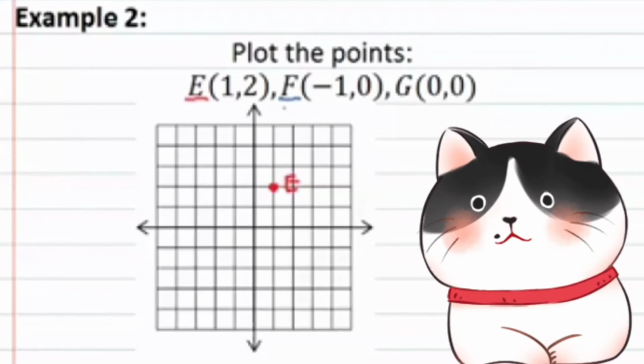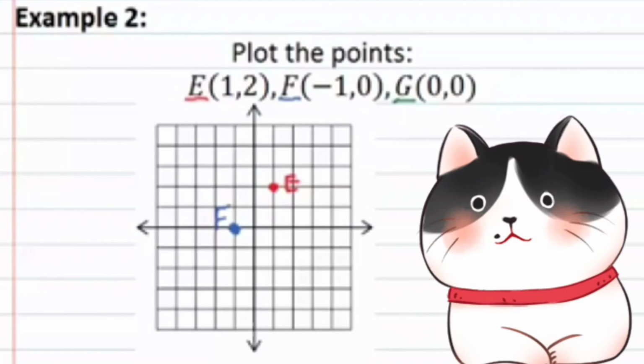Point F, we once again start at the origin, and we will be moving negative 1 in the x direction. And then, as you can see, the y is 0. When y is 0, it means we neither move up nor down, and the point lies on the x-axis. Once again, we label our point as F.